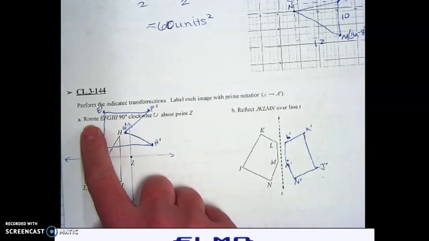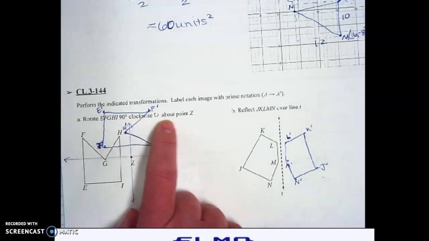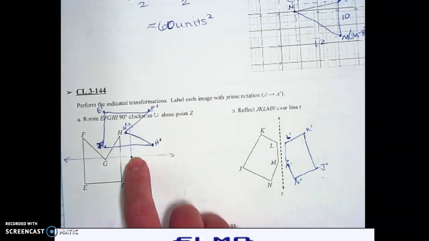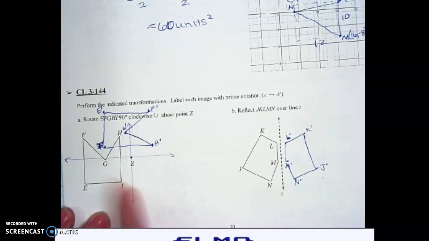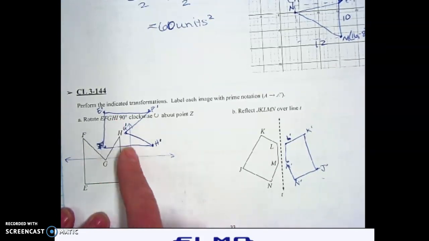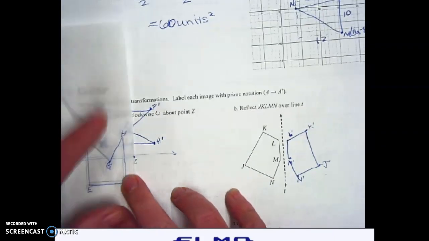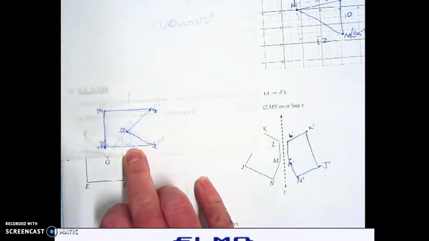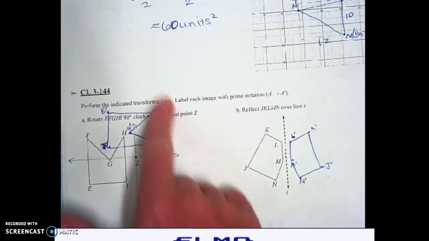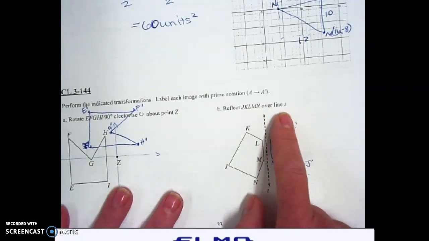For part A, they want you to rotate the figure EFGHI 90 degrees clockwise about the point Z. So I used my tracing paper and created axes through Z. And then when I rotated it, I got the following transformation. I just laid it on top and turned it and saw that at 90 degrees, the figure ends up there.